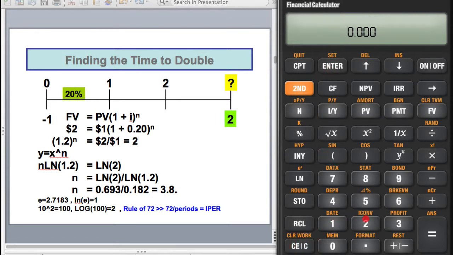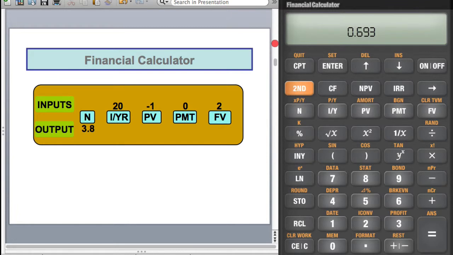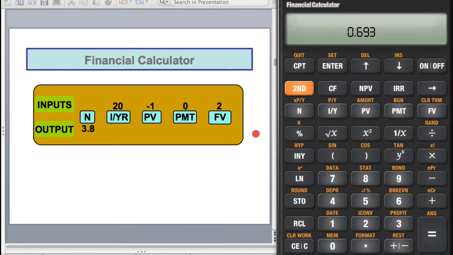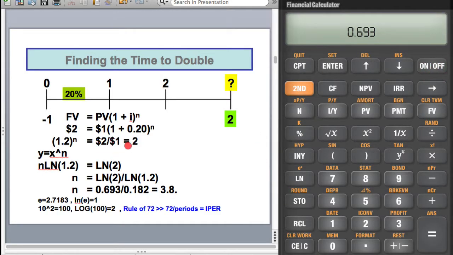You can clear the screen. So let's try it again. 2 natural log, and it's 0.693, which is what we have. Natural log 1.2, you can check it out, will be 0.182, and so the result is 3.8. So basically in this case, the time it will take for an initial investment to double is 3.8 years, of course at 20%. That was the foundation of that. You can calculate the time it takes using this calculator much faster without having to do this algebraic calculation.